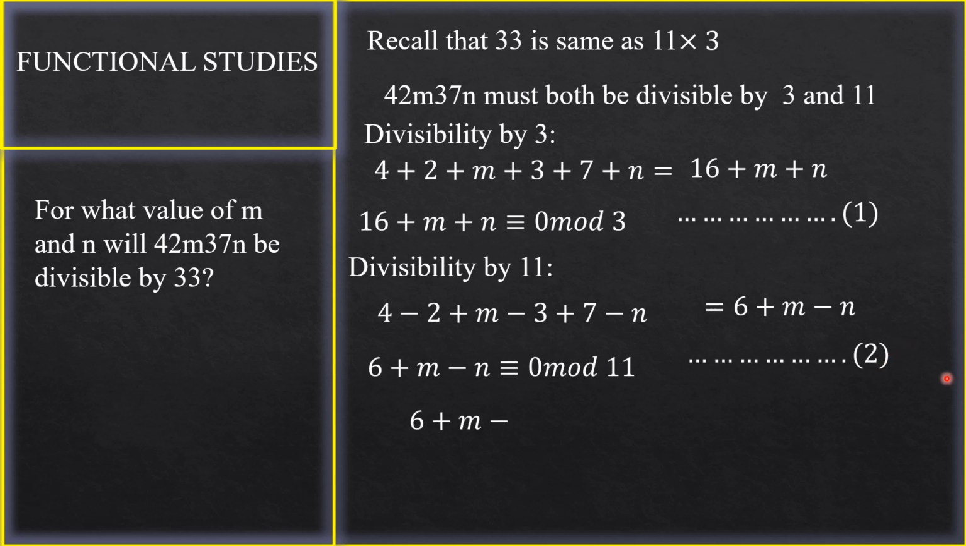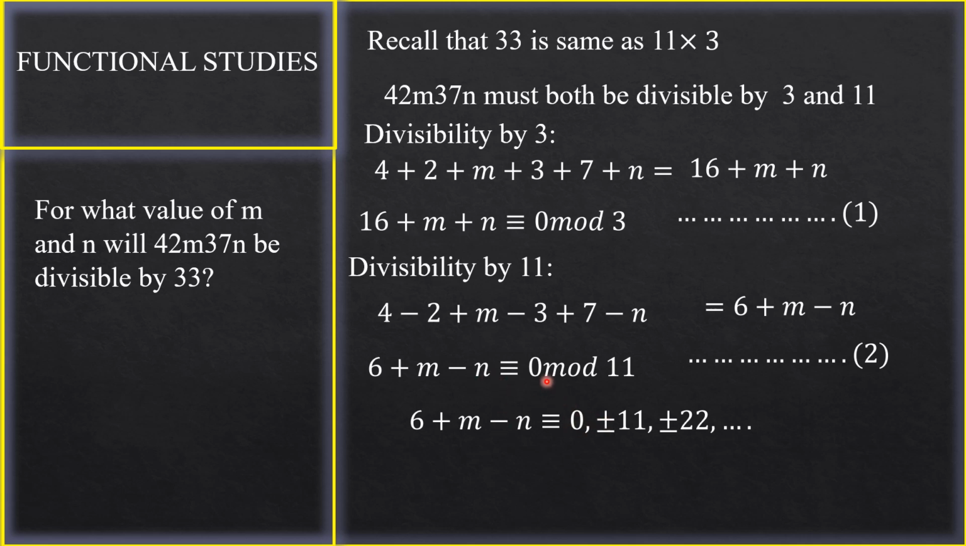That's my equation 2. So now, since we have to solve these two equations together, we have to solve them simultaneously. We have said that this number is a multiple of 11, which is equivalent to saying that it is congruent to 0 mod 11. Another way of saying it is that 11 is a factor of this number.